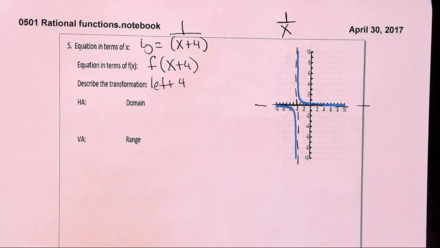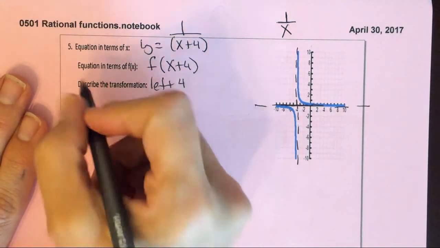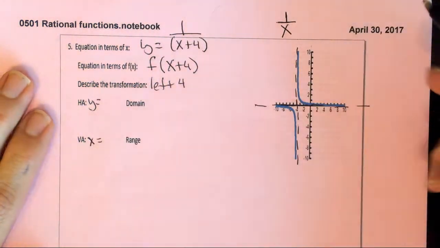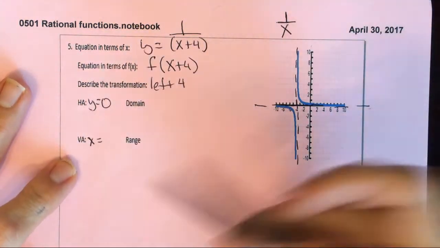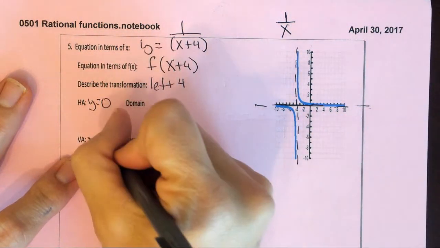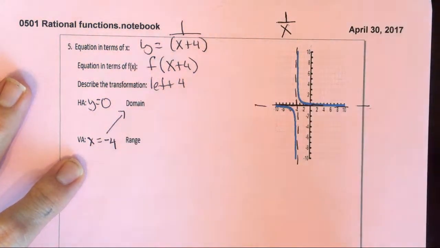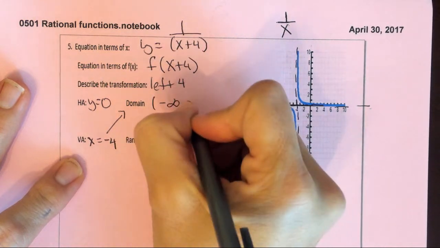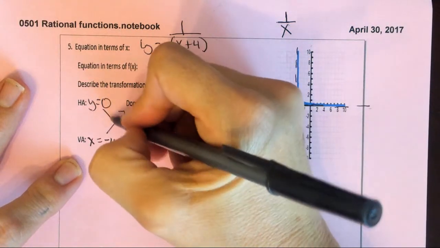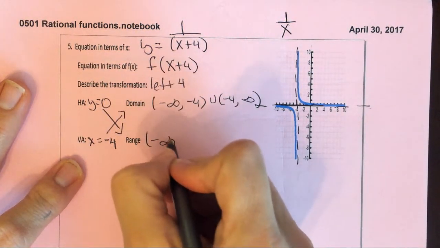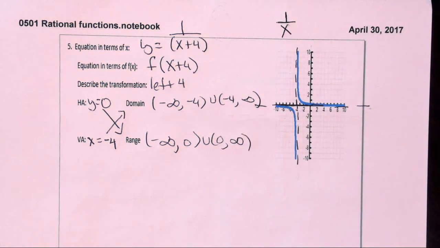That part's done. So then they want me to go back and review my horizontal and vertical asymptotes. So again, I like to remember Vax and Hay. So I touch the y at, well, the asymptote touches the y at 0. The vertical asymptote touches the x at -4. And then I remember that my domain and my Vax go together. So it's going to go from -infinity to -4, and from -4 to infinity. My range and my Hay go together. It's going to go from -infinity to 0, and from 0 to positive infinity.